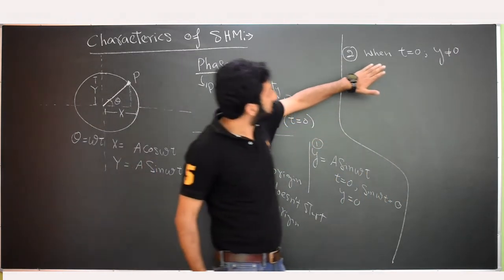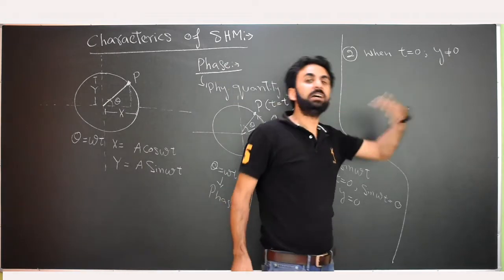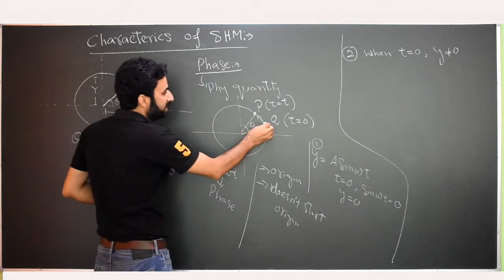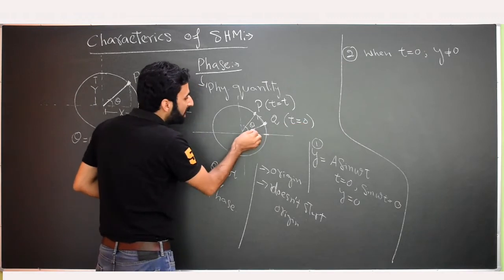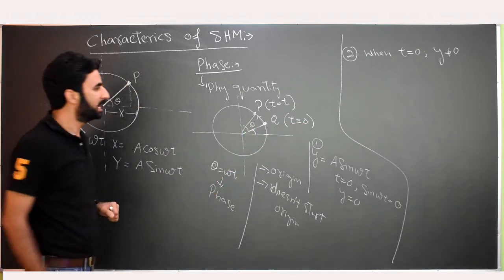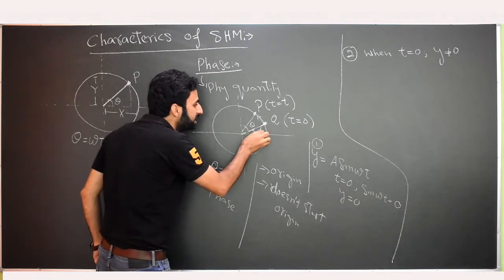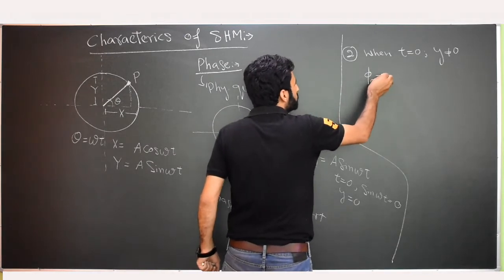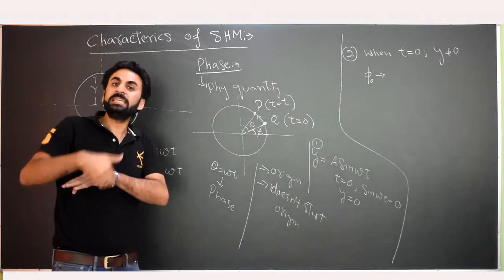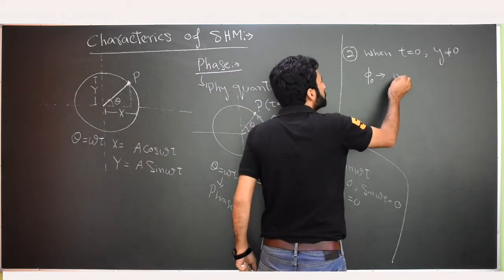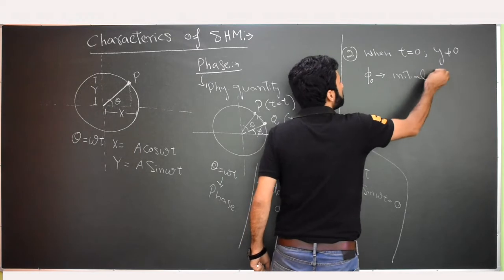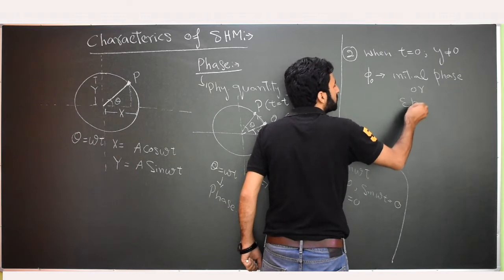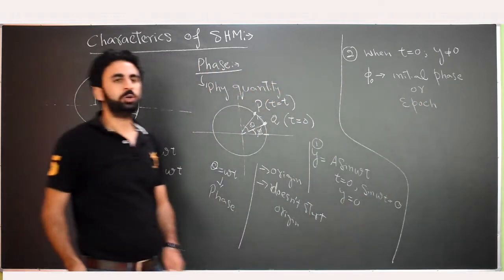Once the process has started, the particle has already covered some displacement, like in this case. Suppose we consider this as the mean position; once the time starts, when t is equal to 0, the particle has already covered some displacement. Let's call this angle phi 0. Now this phi 0 is the phase of the particle when the process has started, and this phi 0 is known as the initial phase, or you also call it epoch. This is known as initial phase or epoch.